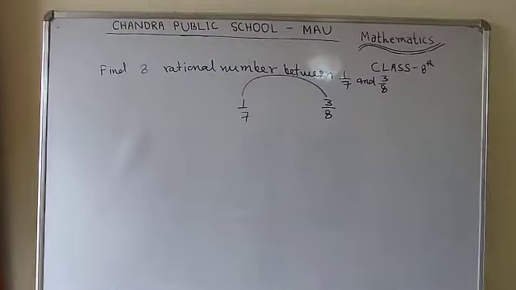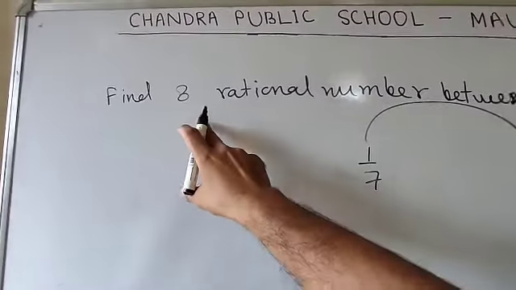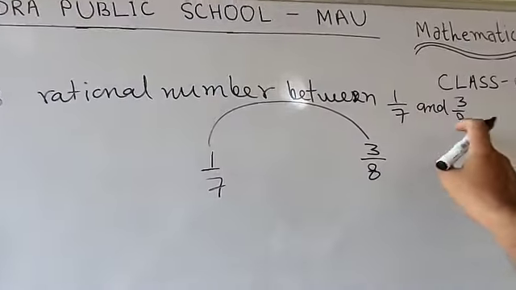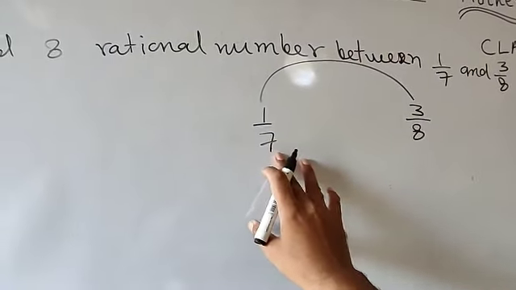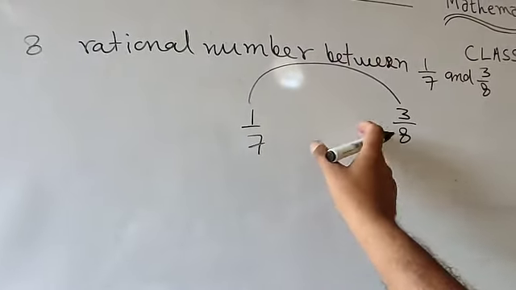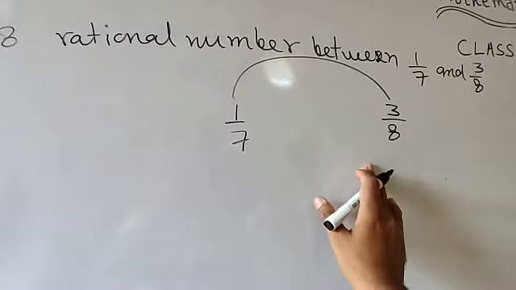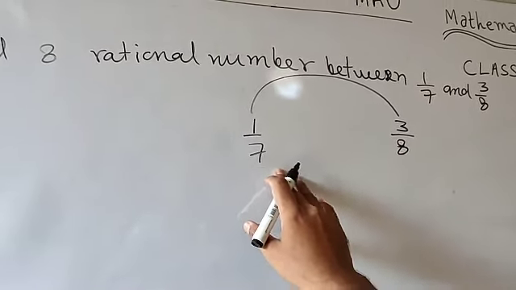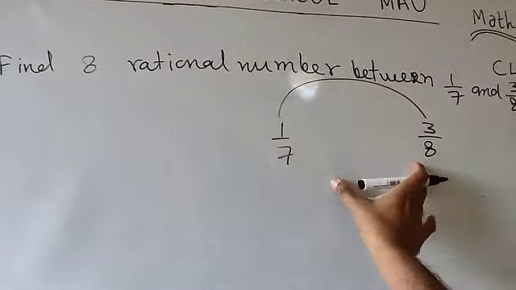Now students, here the question is the same, but here you need to find 8 rational numbers between 1 by 7 and 3 by 8. In the previous question I had found 1 or 2 rational numbers between 1 by 7 and 3 by 8, and here you need to find 8 rational numbers. If you apply the previous method, it will take too much time.